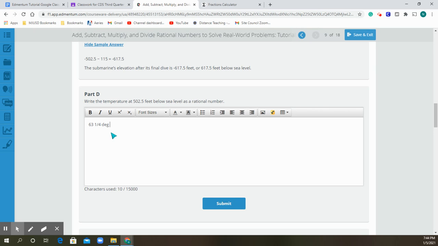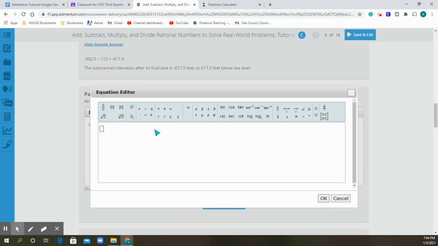Then I could do degrees Fahrenheit, like that, right? But that's a lot of extra work. I need to do it using the tools that are here. So look at this equation editor. Click on that. And in the first box, you're going to put the 63. Then we're adding the fraction bar to put the 1, and then click down here. Don't click right here. Click down here and 4th, and then click OK.